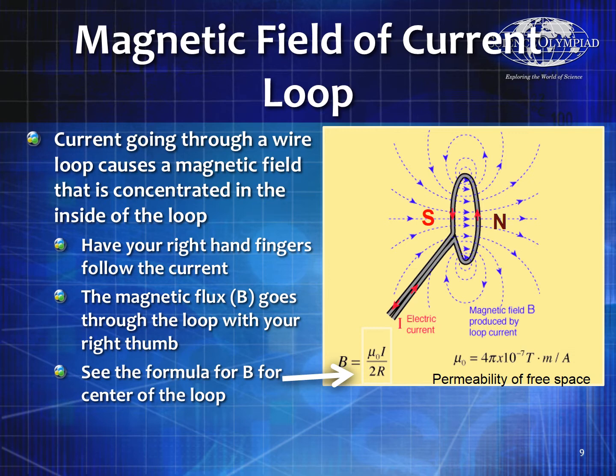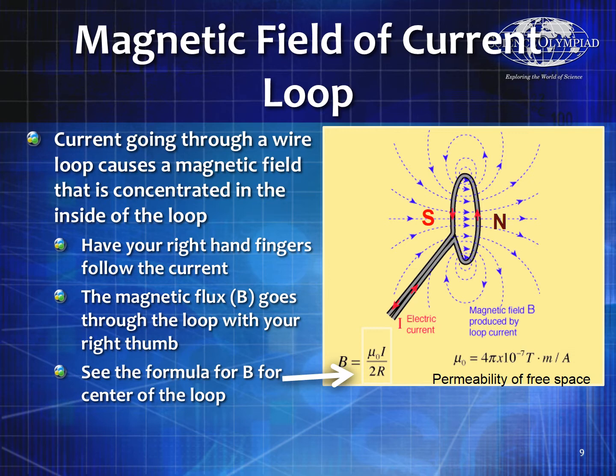So what you do in this particular case is have your right hand fingers follow the current, and then your thumb will point in the direction of B, or the magnetic flux, and that will be the direction of the magnetic field lines. It'll always be, and so that's where we create a north pole. So the thumb follows the north pole.